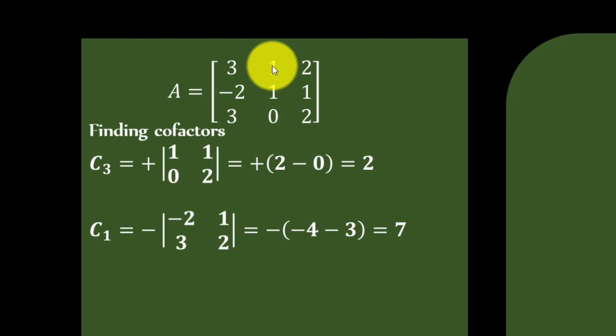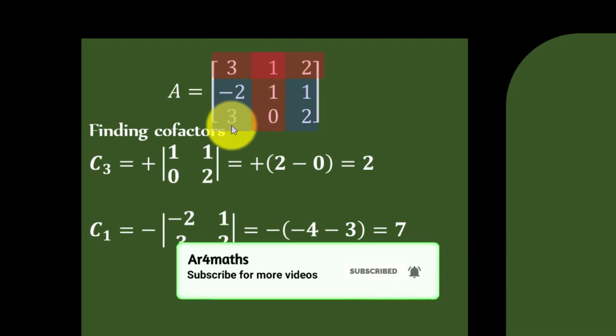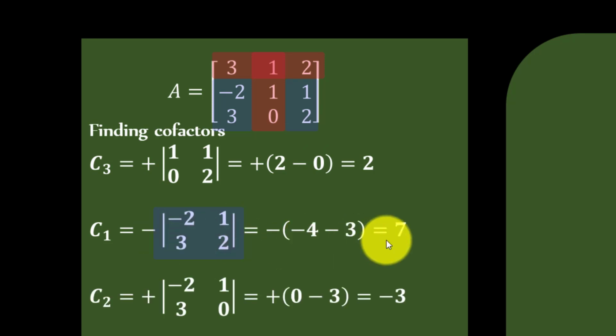Next, let us take the cofactor of the next element, that is the 1 here. The cofactor of this 1 is obtained by deleting the corresponding column and corresponding row. In the previous one we took plus, so here you have to take the minus sign. If you delete the corresponding column and row, the remaining elements are minus 2, 3 and 1, 2. Now expand this determinant, you will get 7.